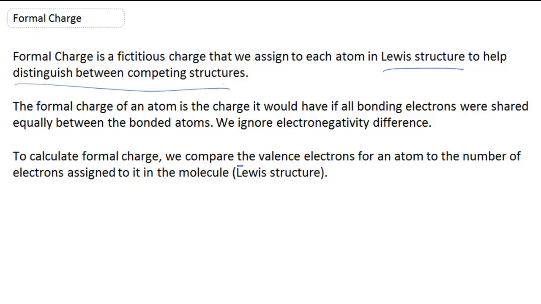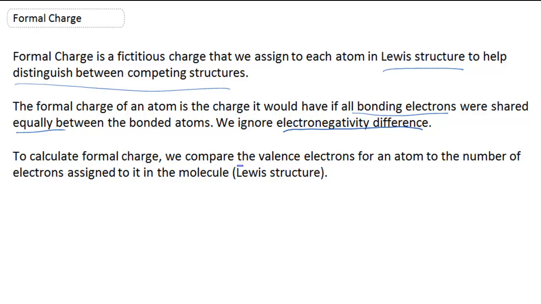All right. So what do we do? How do we assign this? Let's look at the second statement here. The formal charge of an atom is the charge it would have if all bonding electrons, so we do count non-bonding, we'll talk about that, were shared equally between the bonded atoms. So if we have a single bond, that's a 2-electron bond, we're going to split the electrons up equally. Same for a double bond, same for a triple bond. We ignore any difference in electronegativity. We just split them as if the electronegativities were equal, and we give equal numbers of bonding electrons to each atom. As we work some examples, this will become more clear.